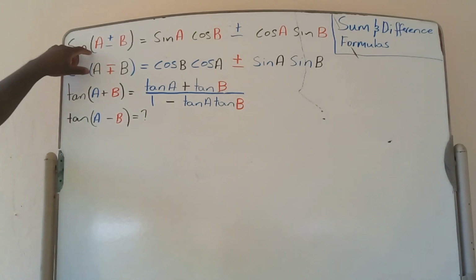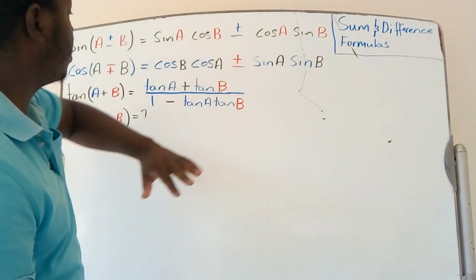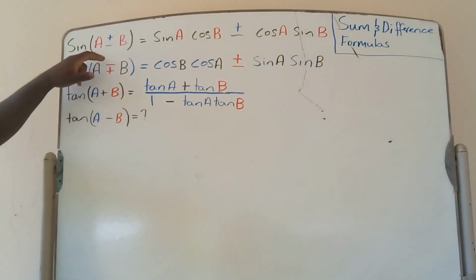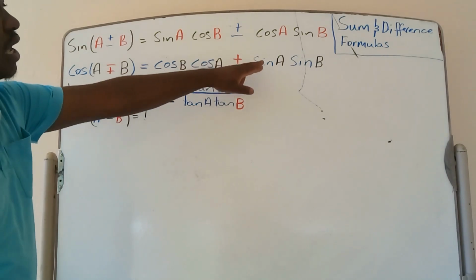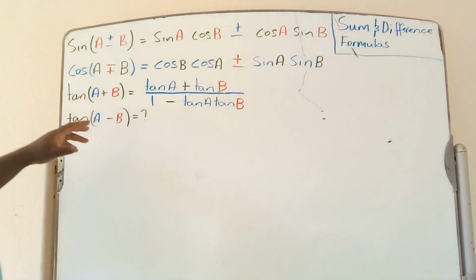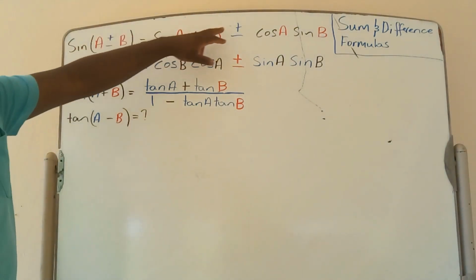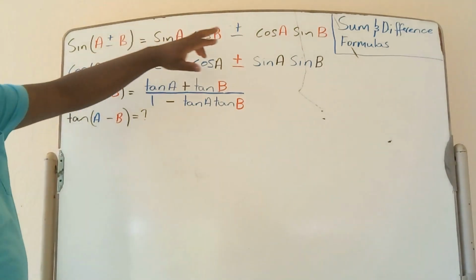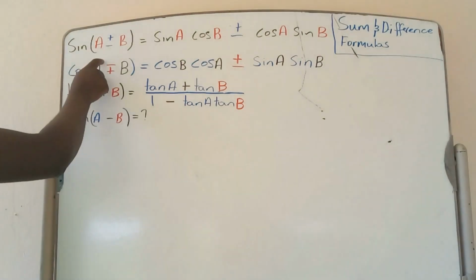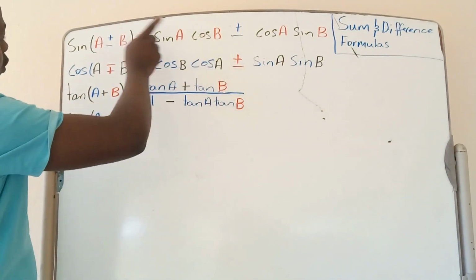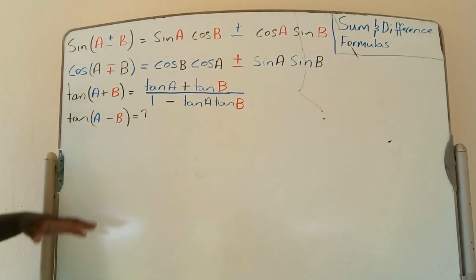So sine of A plus or minus B is equal to sine A cos B plus or minus cos A sine B. And cos of A plus or minus B is equal to cos B cos A minus or plus sine A sine B, right? So here there's just a point for you to note. If you are adding for the sine, then you add on this side as well. If you are subtracting, then you subtract on this side as well. For the cosine, that is slightly different. If you are subtracting, over here will take a plus sign. When you are adding, over this side will take a subtract sign. Just a point for you to note.